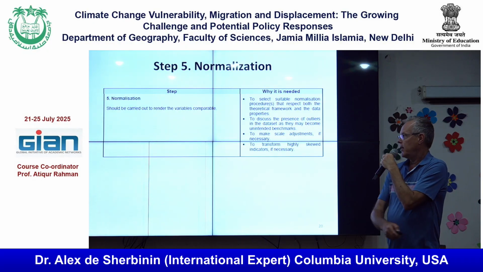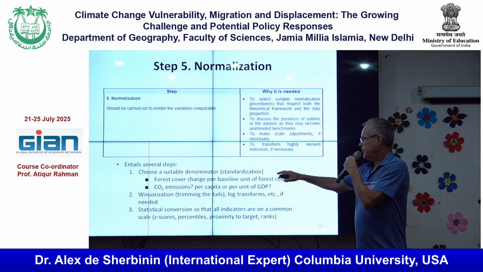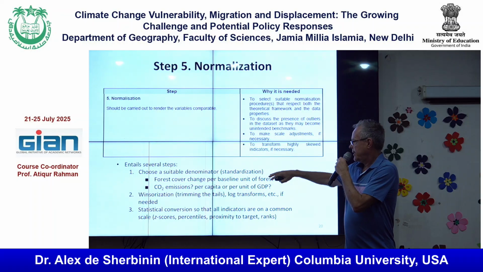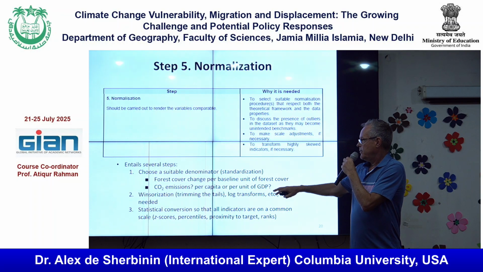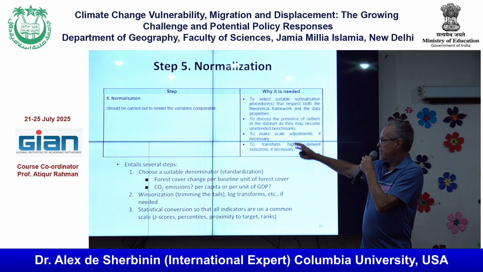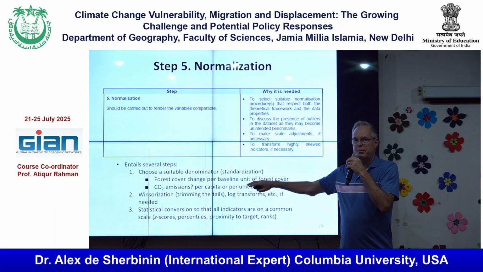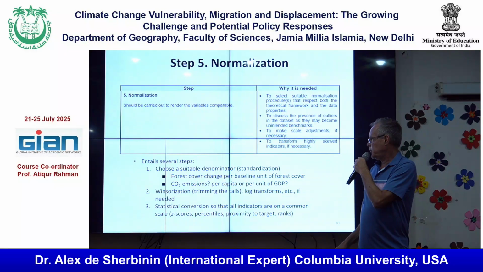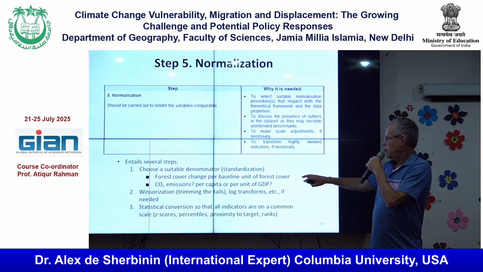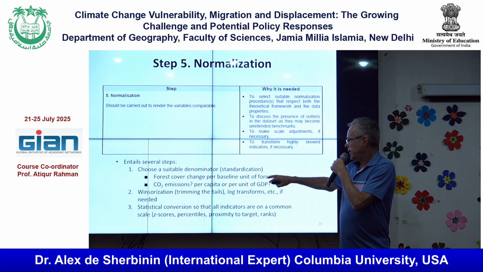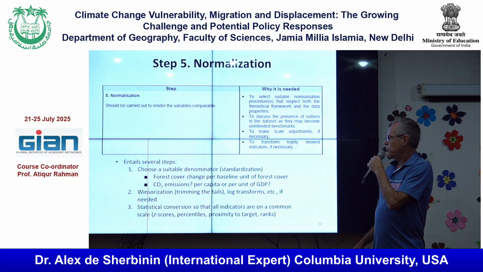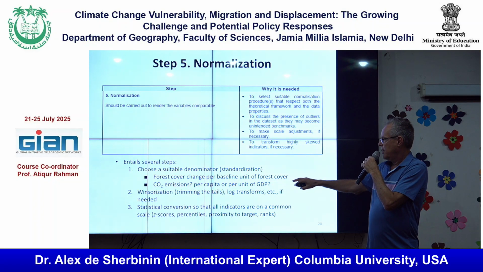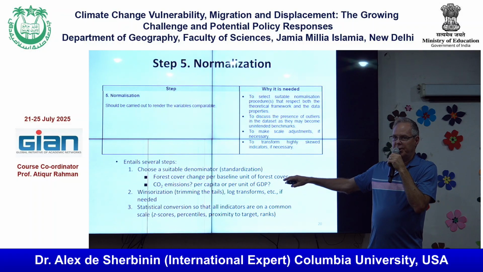Now, one important step is standardizing. So you could begin by just standardizing the values. In some ways this is a two-step process. First, you want to figure out what the proper denominator is. So deforestation per unit area of the country or per unit area of forest cover, starting at some baseline, is one way of doing the normalization, or looking at total CO2 emissions divided either per capita or per GDP.